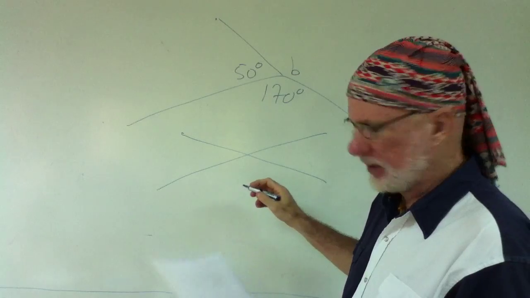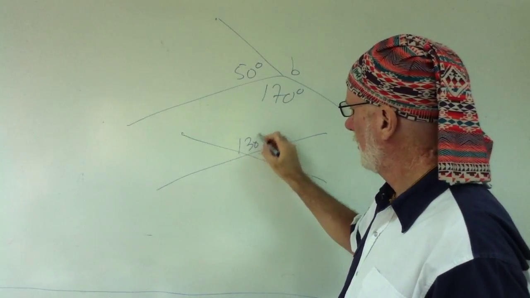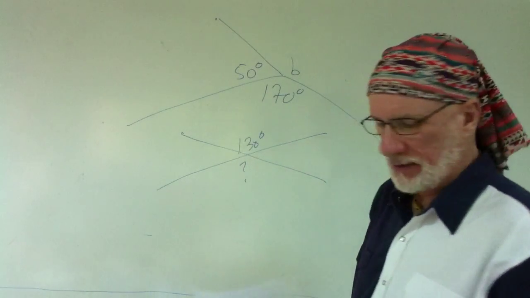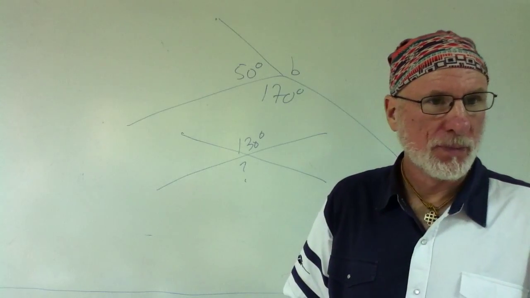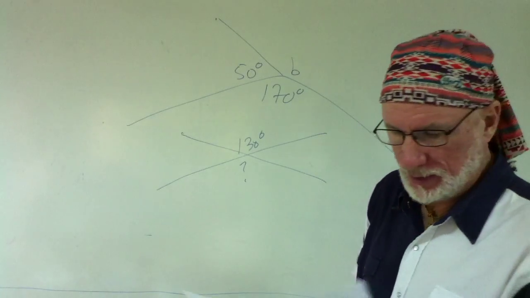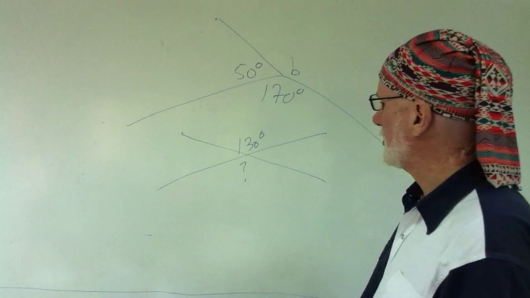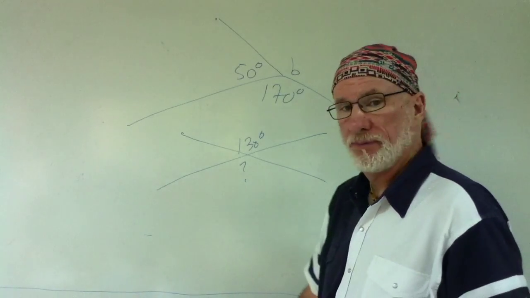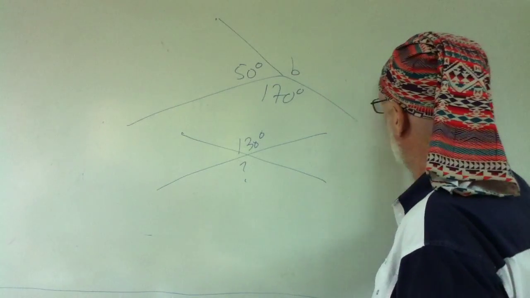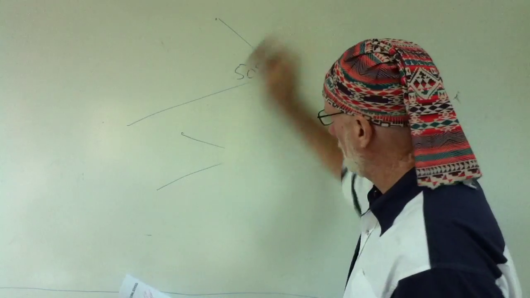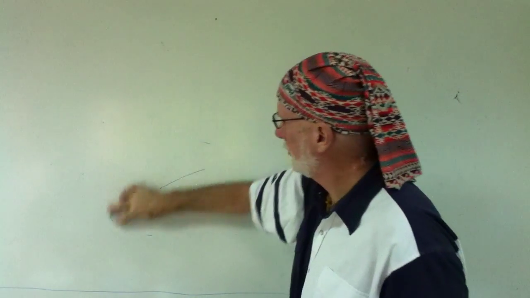Okay? Now, what about this one? Let's say that this one is 130. What's that one? 130. Okay? Vertically opposite. Okay, clear? Okay. That was number 2. All right, let's do another one.